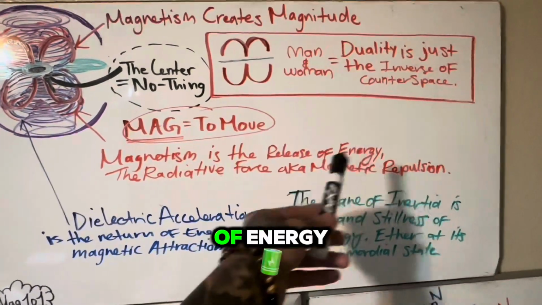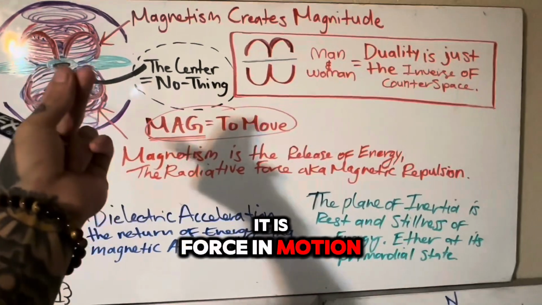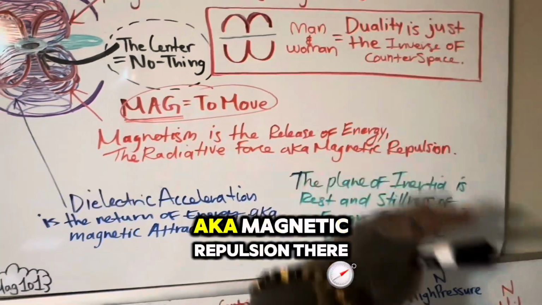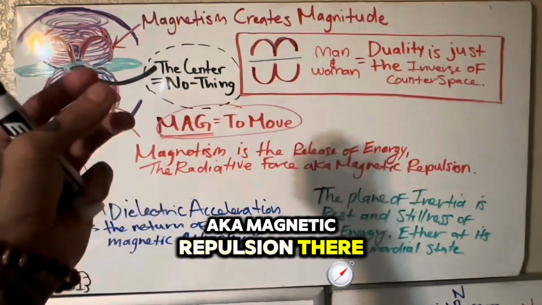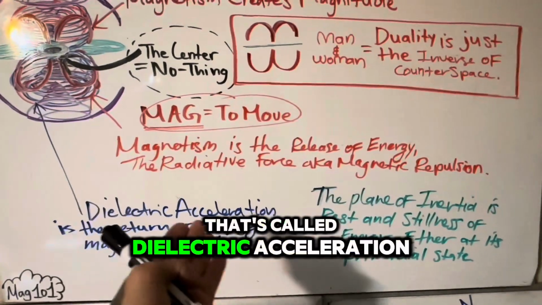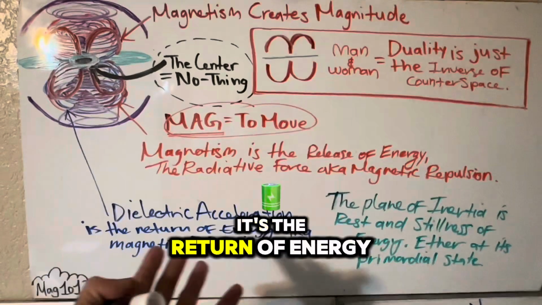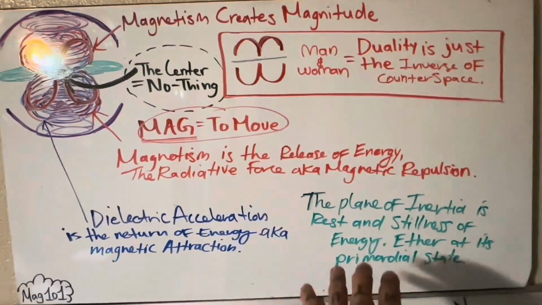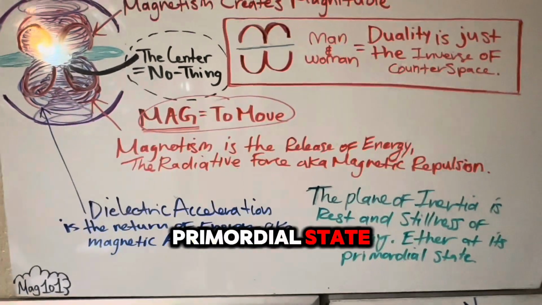Magnetism is the release of energy. It is force in motion, dimensional force, spatial force. It's the radiative force, aka magnetic repulsion. There is no magnetic attraction. That's called dielectric acceleration. It's the return of energy. The plane of inertia is rest and stillness of energy. It's ether at its primordial state.